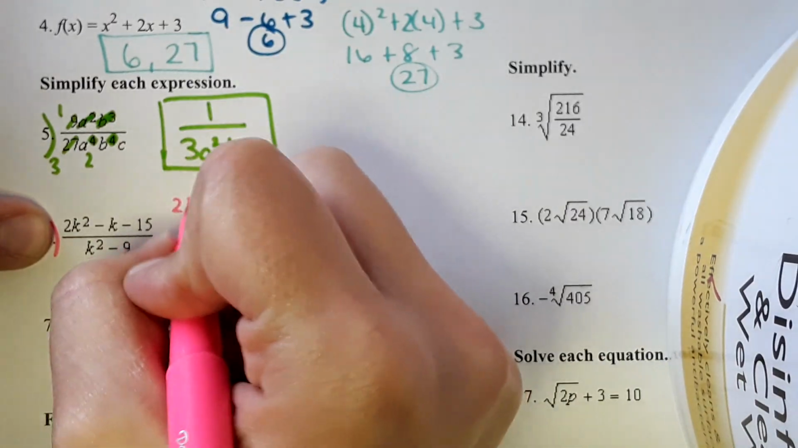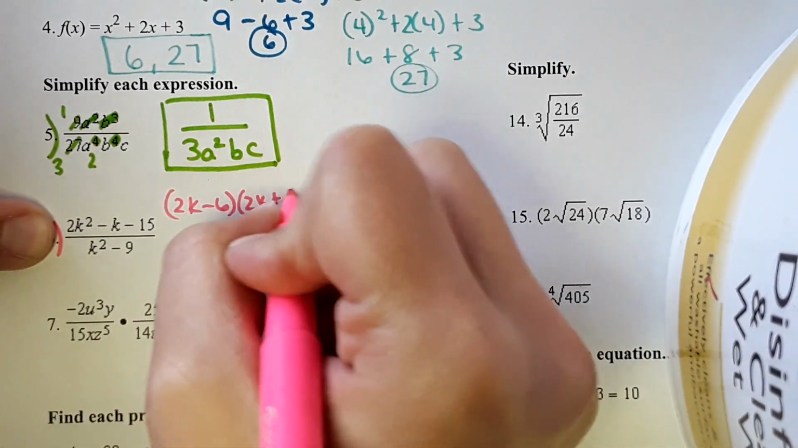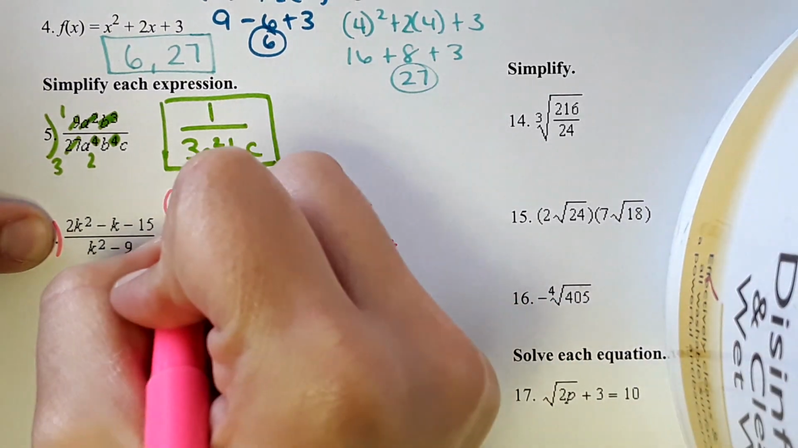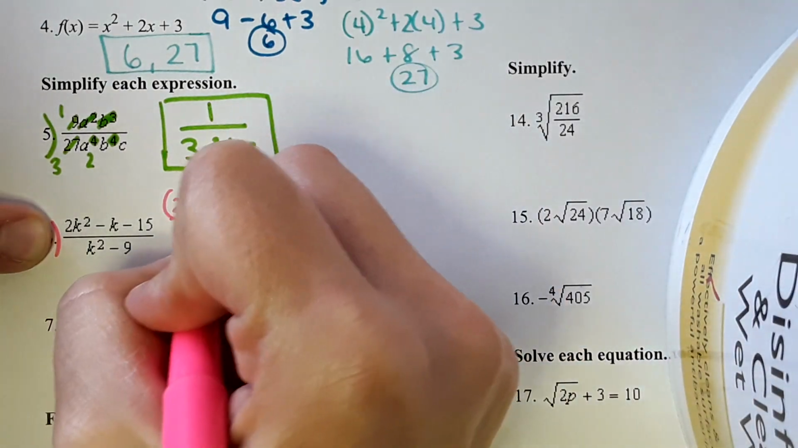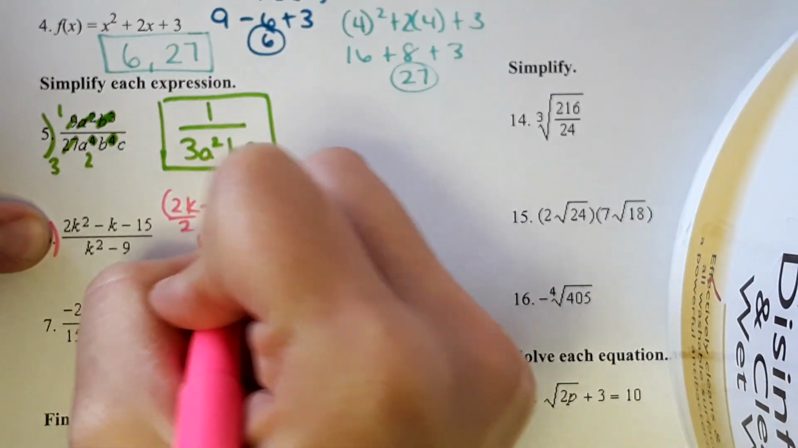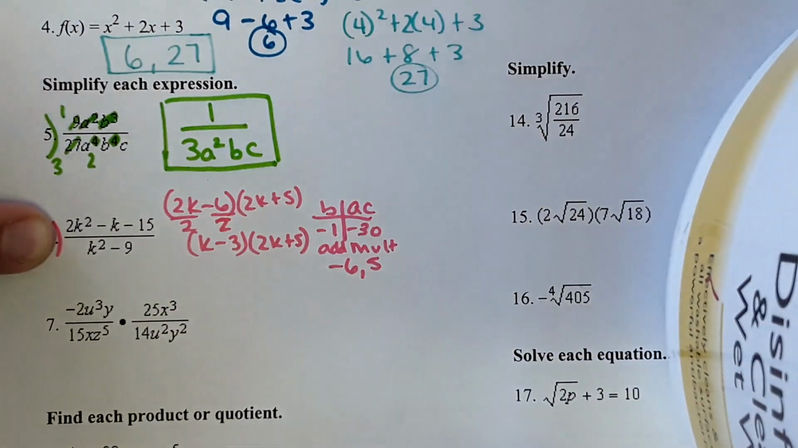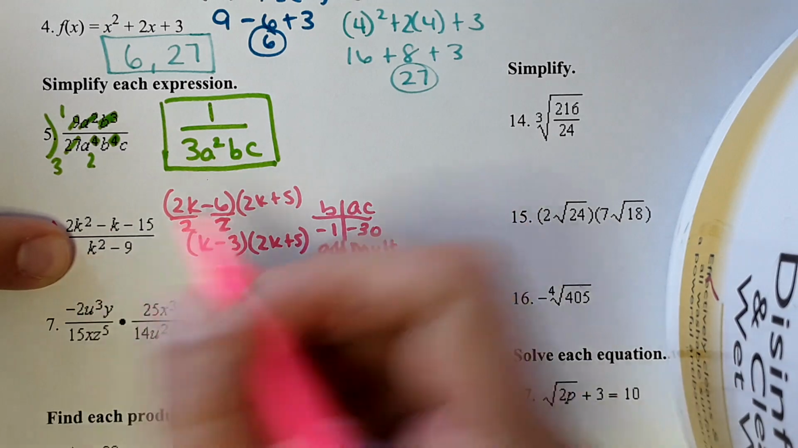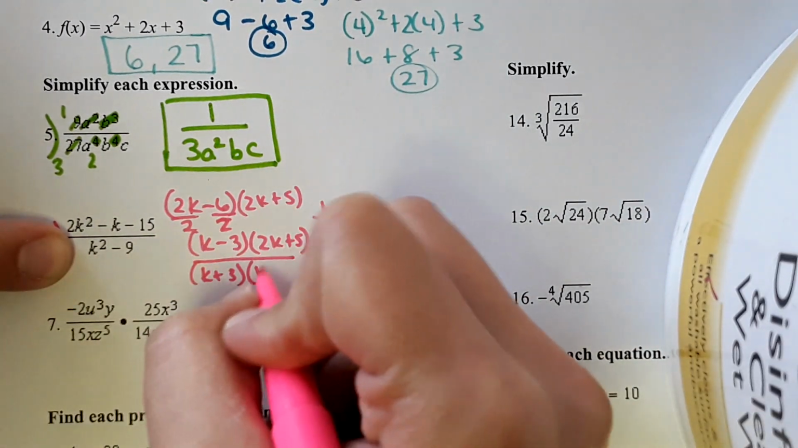So 2k minus 6, 2k plus 5, and then if you have a common factor, you're just going to factor that out. So these are the two factors that make up this. And then for this part on the bottom, that's a little bit easier. It's just going to be k plus 3, k minus 3.